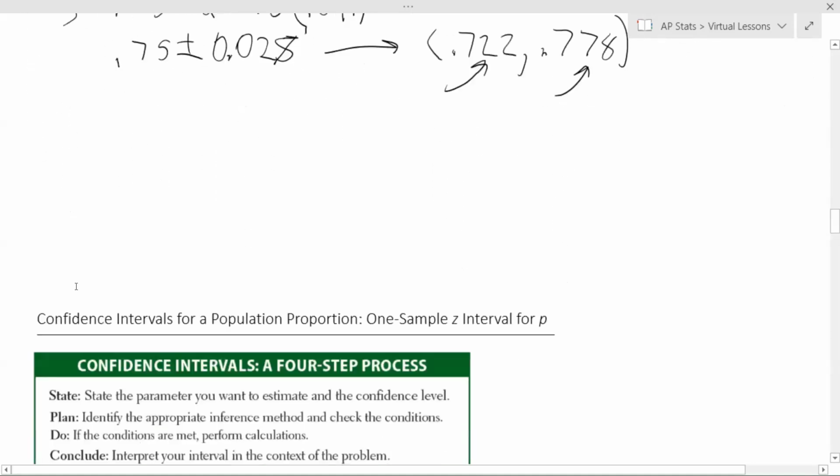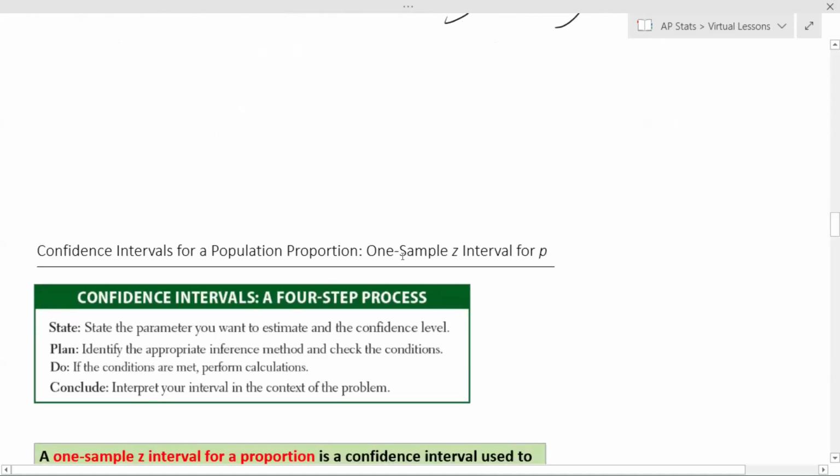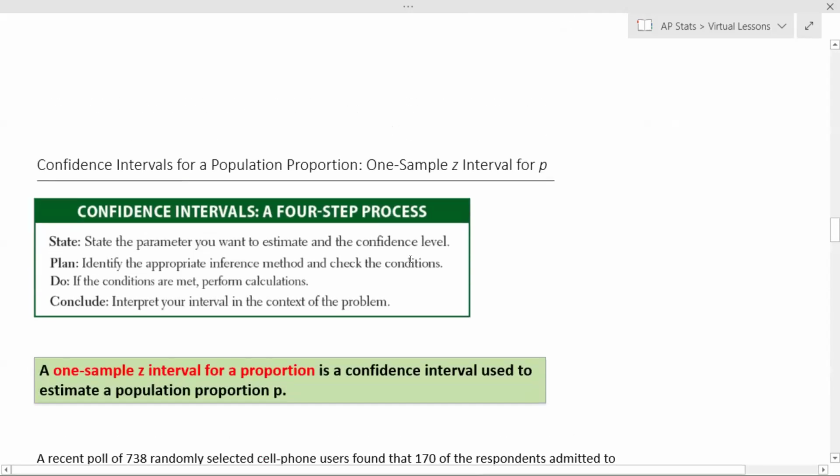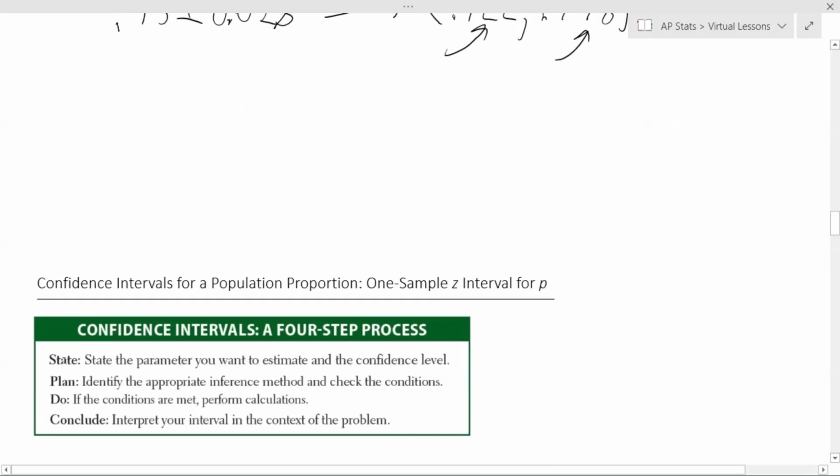So let's put everything together and talk about constructing a one sample Z interval for P using what we call the four-step process. State, plan, do, conclude, kind of flows together. I don't know if that necessarily rhymes or not, but these four things you want to cover anytime you're asked to construct and interpret a confidence interval, particularly if you're doing it on the AP stats exam or in the free response section. So these four steps, and we'll go through an example and go through all four.